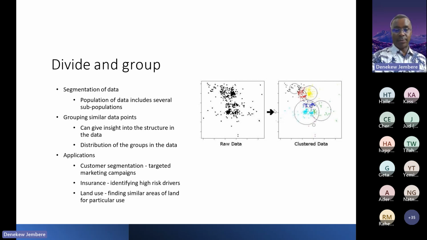So the application is customer segmentation. Customer segmentation for targeted marketing campaign. The targeted marketing campaign could be selling a new product.